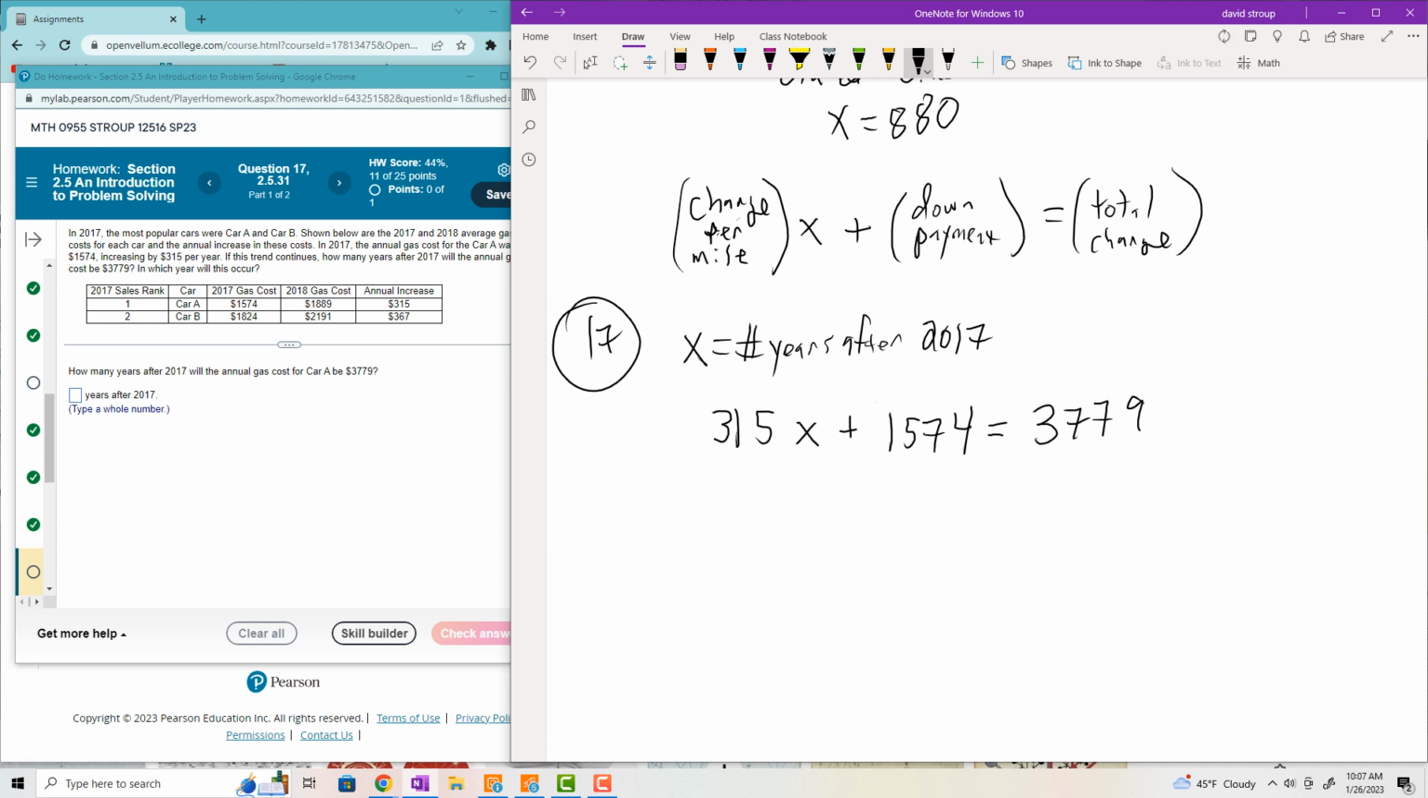So it's almost the same idea as before. You have this rate, a charge per mile. Here it is an increase per year, X, and then plus your starting place, your down payment in the other problem, and then your ending place. In the previous problem, the total charge. In this problem, the cost in a particular year that we care about. Okay. So anyways, once you get in this form, we should be able to just solve it.